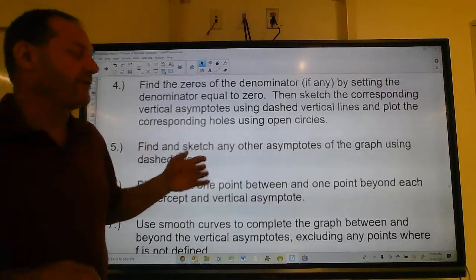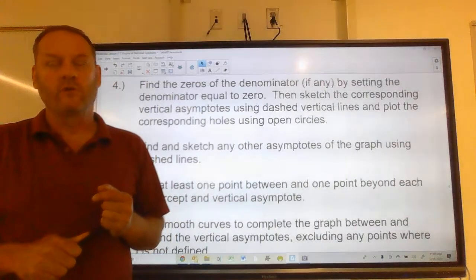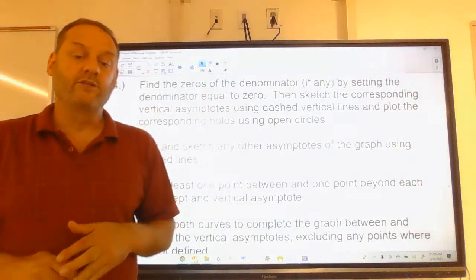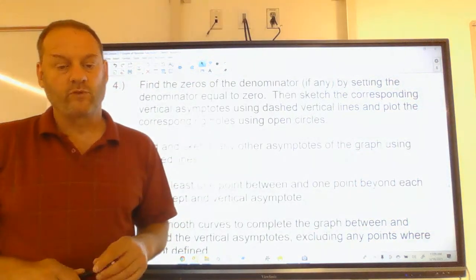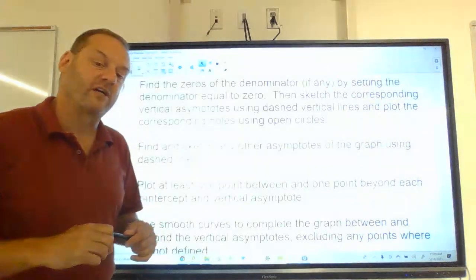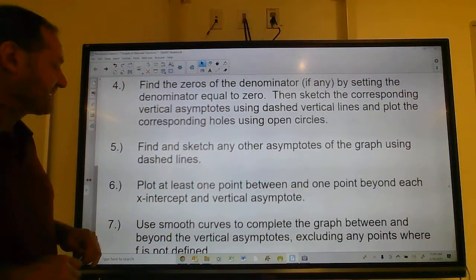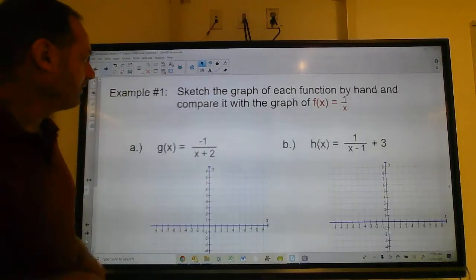You're going to look for any other asymptotes you might have. So you're going to use your properties of degree to tell, does it have any horizontal asymptotes? Does it have any oblique asymptotes? You're going to put those on the graph. You're going to want to graph a couple of points on the graph, and then you're going to want to sketch it. Okay? So here we go.